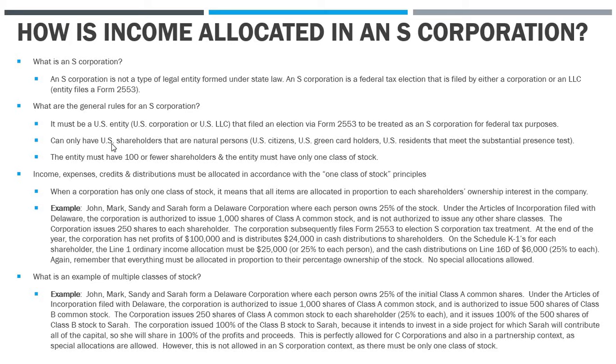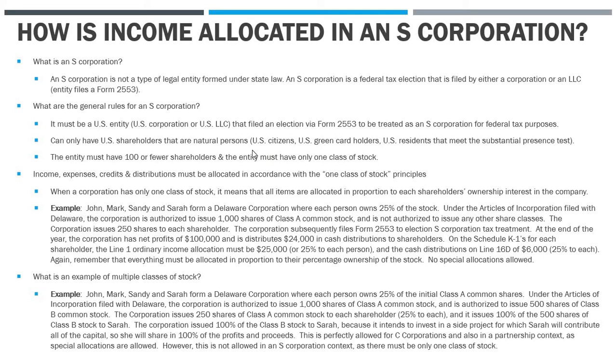Now, the other limitation with S Corps is you can only have U.S. shareholders that are natural persons. Now, there are some unique exceptions for U.S. trusts or U.S. estates, but for the most part, this is the standard. The shareholders all have to be individual natural persons, and they have to be U.S. tax residents. So you can't have any entities in there, no partnerships that are shareholders, none of that works.